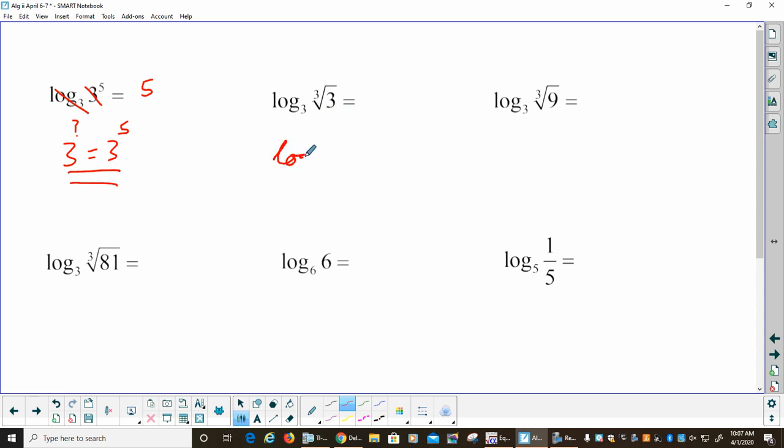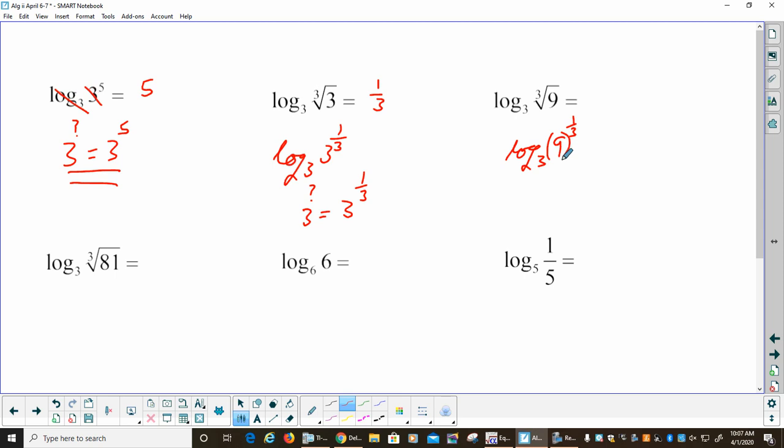I'm going to rewrite this part of it. Log base 3 of 3 to the 1/3. This is asking, 3 to what power is 3 to the 1/3? Well, it's just 1/3. Rewriting this, it's log base 3 of 9 raised to the 1/3.